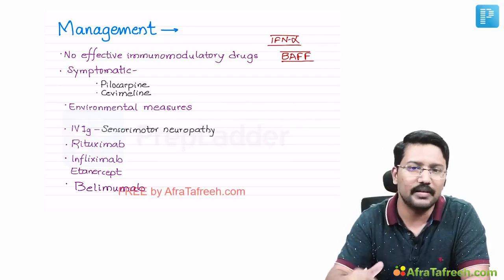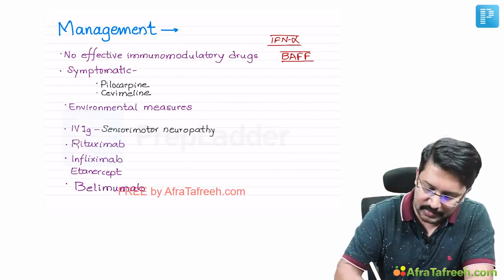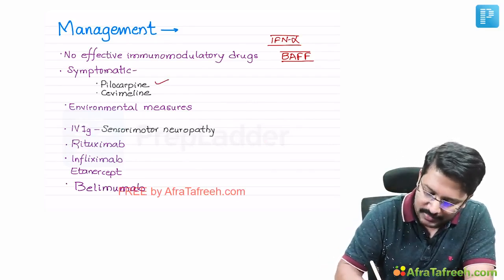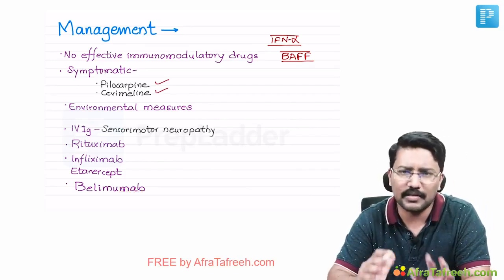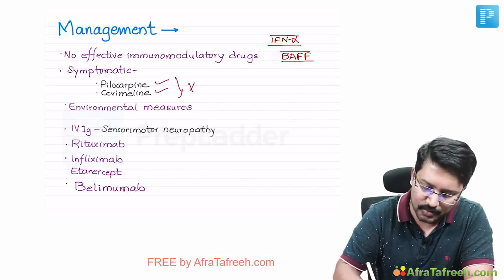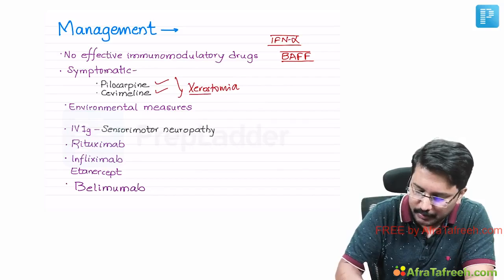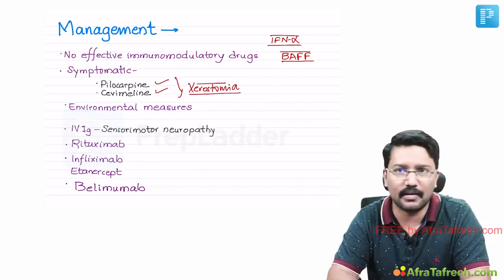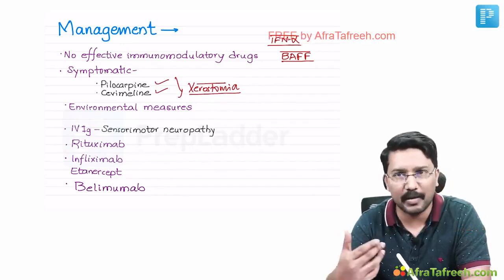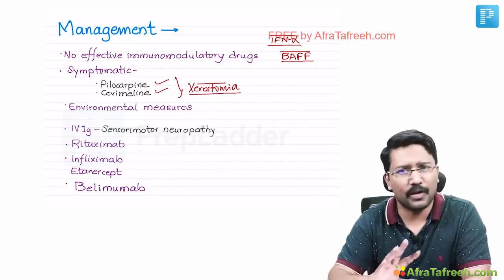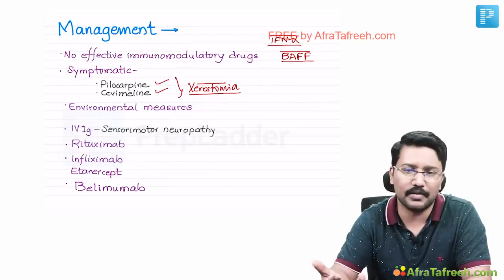Currently, what we follow is mainly a symptomatic approach, right? So we can prescribe pilocarpine or cevimeline for the xerostomia and the ocular dryness. These drugs mainly help xerostomia more. To some extent, yes, they do help the dry eyes, but mainly they are prescribed for tackling the xerostomia. Apart from that, we can also give patients non-sucrose containing lozenges to facilitate salivation. That is one approach.